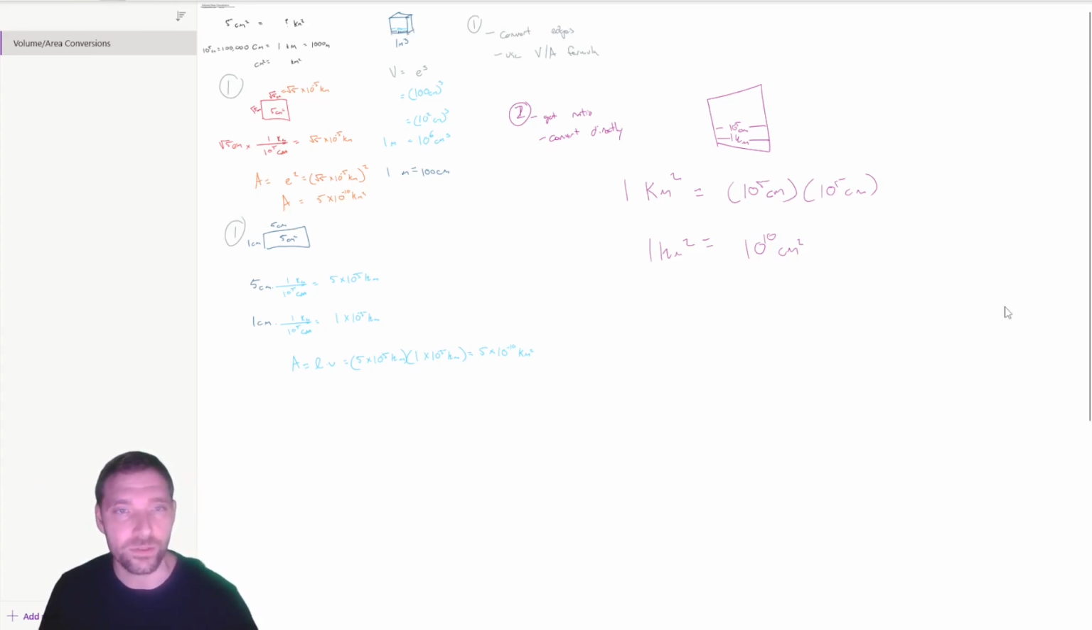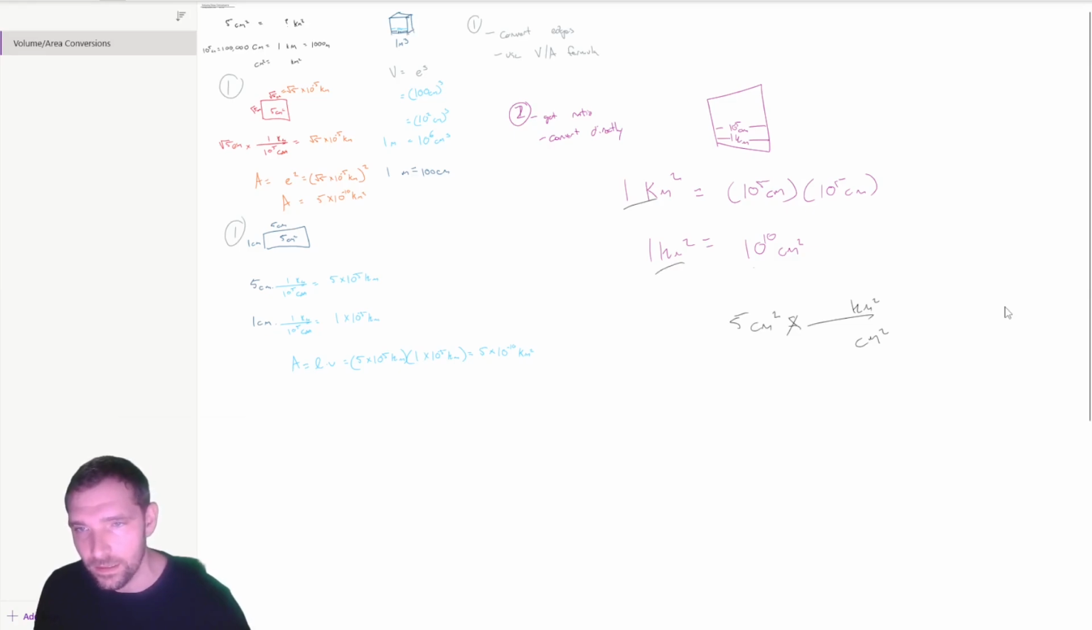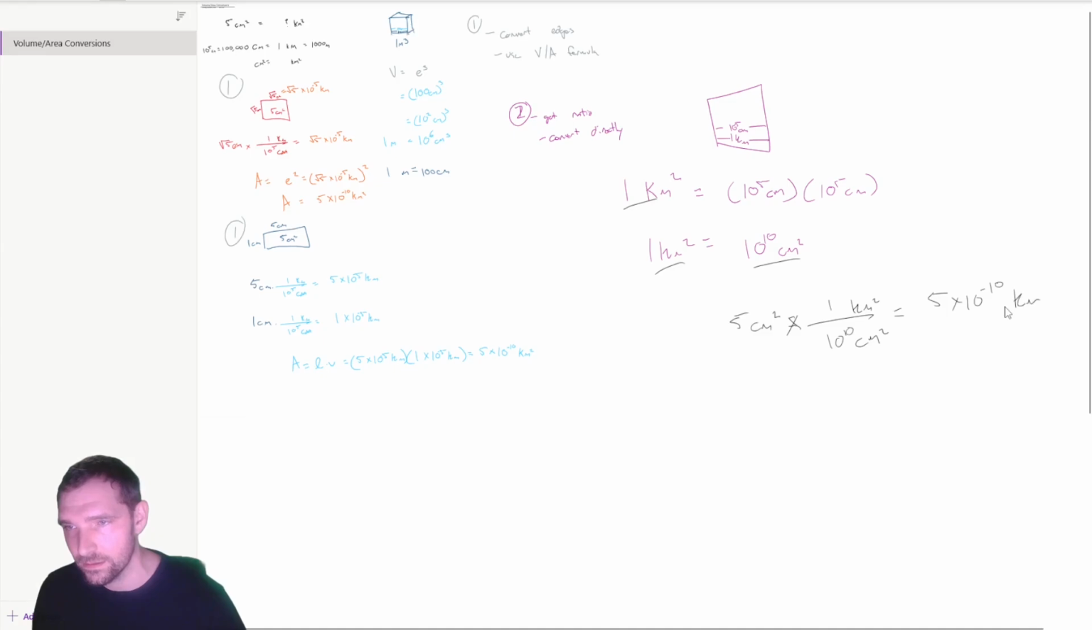So the original number we had said was 5 square centimeters. And then we're going to convert square centimeters to square kilometers directly. So in one of these, there's 10 to the 10 of these. And you can kind of see how this is working to give us that 5 times 10 to the -10 square kilometers, kind of like that.